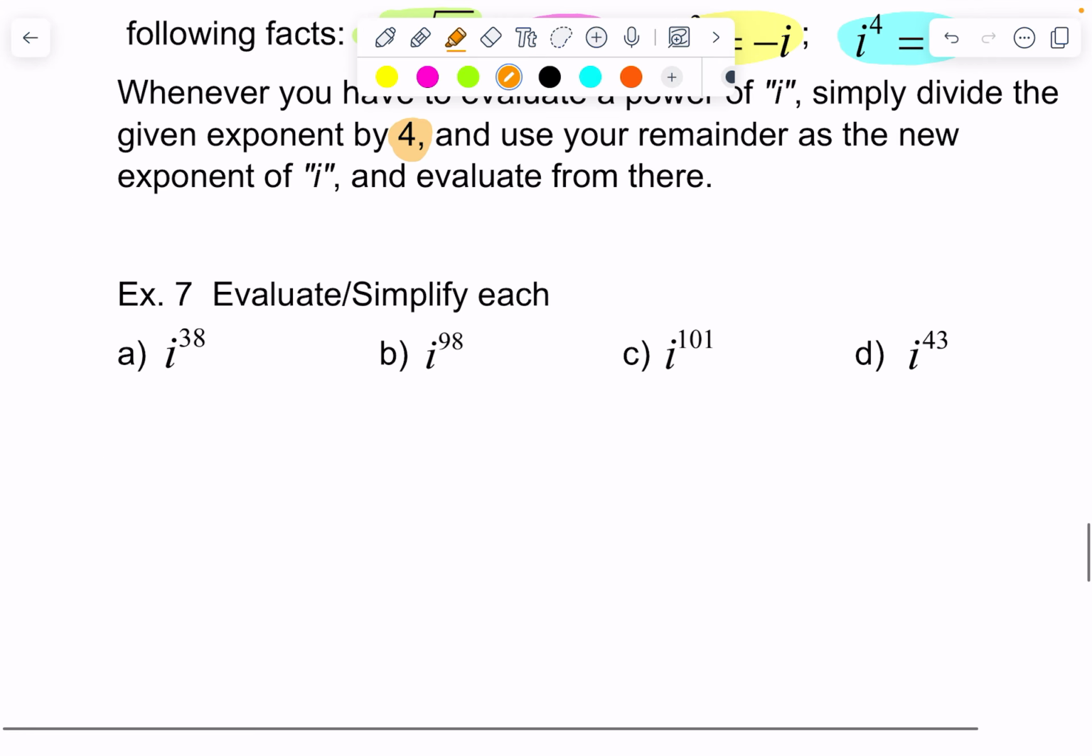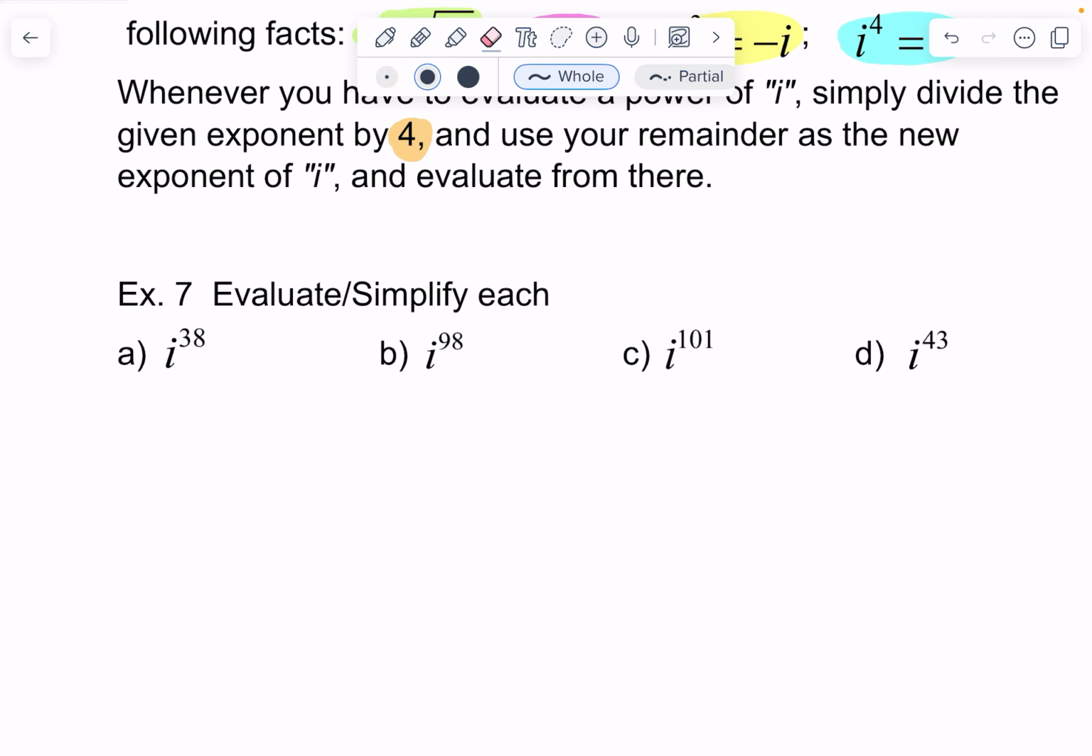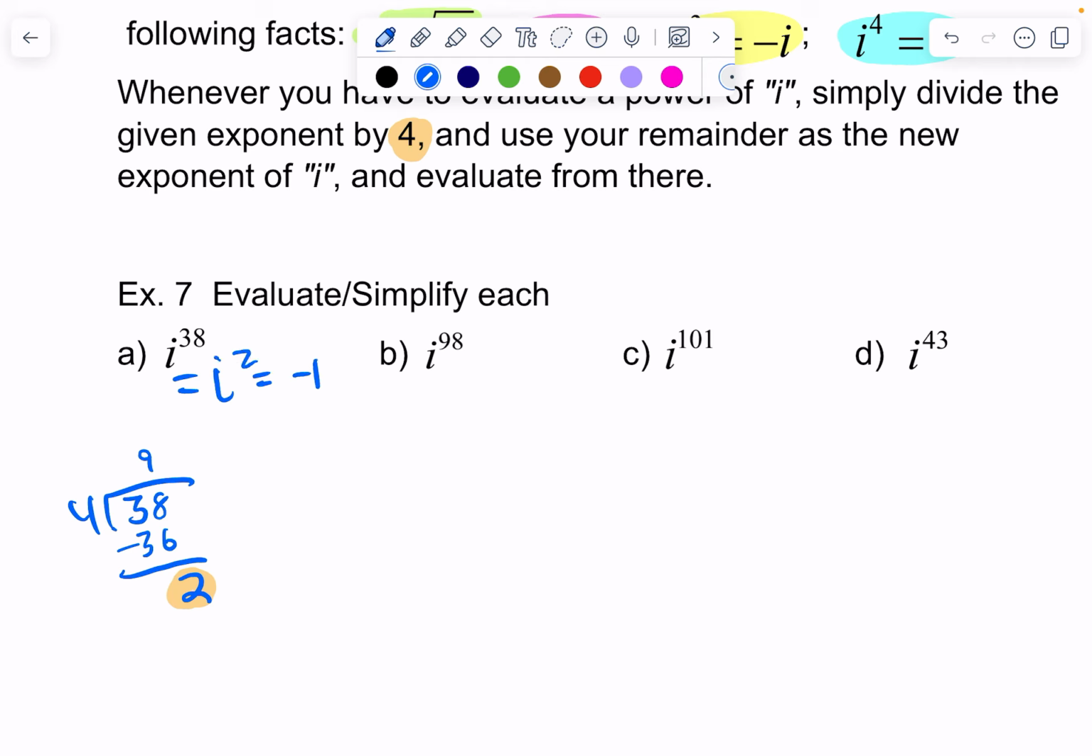It's literally that simple. So i to the 38th. Well, I'm going to go ahead and divide 38 by 4. It's going to go in 9 times, which is 36. And I got 2 left over. So that means that I had 9 sets of 4 i's. So that's a 1 that came out 9 times. So 1 times itself any number of times is 1. So what am I left with though? I'm left over with a 2. So that's the exponent of i that I'm left with. So this equals i squared, which is really negative 1.